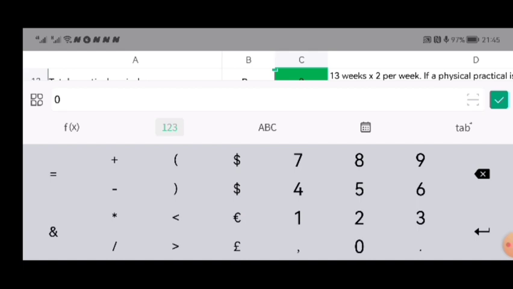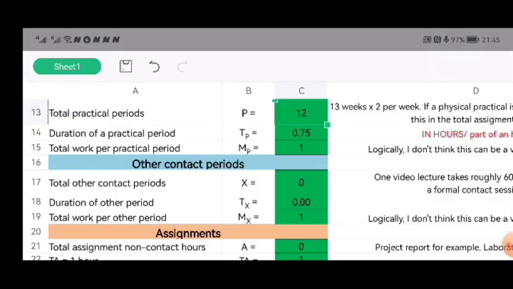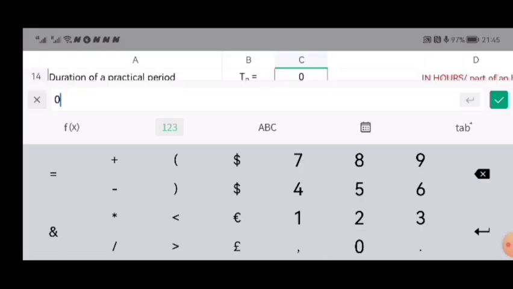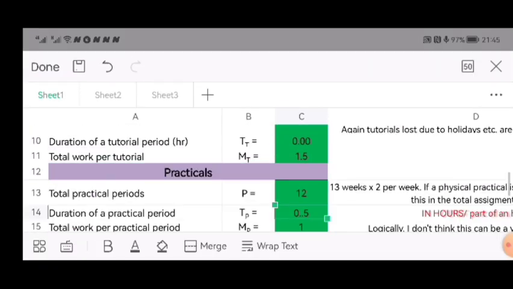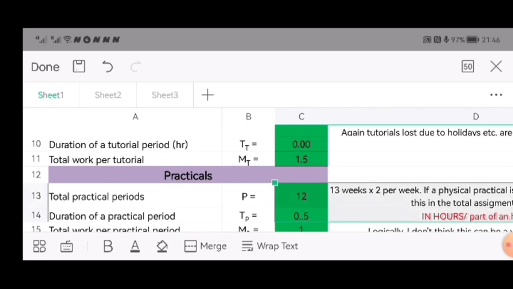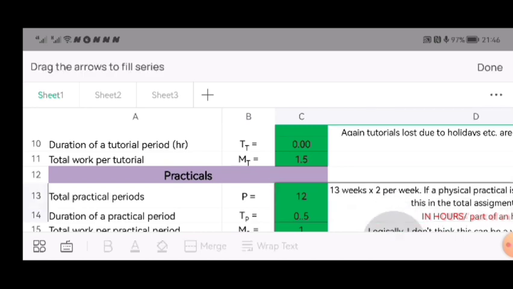And then we enter the practicals as 6 hours, each happening for 30 minutes. So that's 12 in total. And then from there, the duration of a period is 0.5. Okay, we look at the credit once more. Something is not entered right there. The most recent one which we entered is practical.